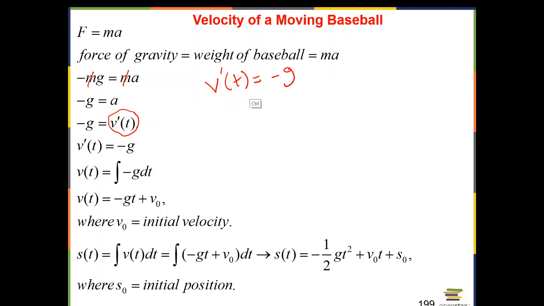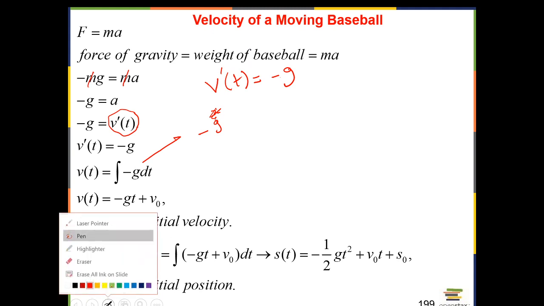So how do we find v? We have to take the integral. So we take the integral of both sides. Integral of v prime is v of t, and integral of negative g is what? Well, negative g is a constant, right? And the variable of integration is time, t. So integral of negative g would be negative g to the second. What am I doing? I meant t, not g.